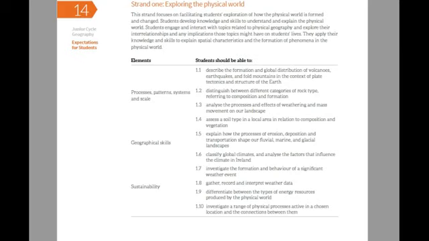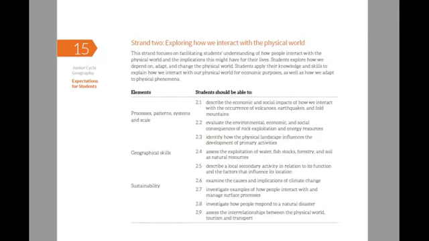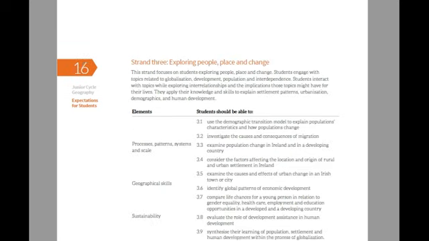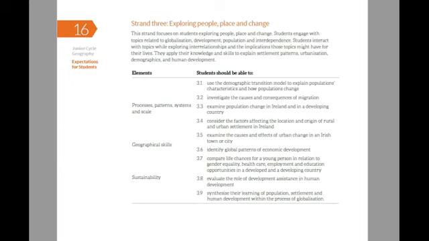As you will have read, Strand 1 is exploring the physical world. It has 10 learning outcomes that focus on physical geography. Strand 2 is exploring how we interact with the physical world, which looks at how people interact with many of the things mentioned in Strand 1, and the impacts the things in Strand 1 have on people. Strand 3 is exploring people, place and change, which includes, among others, a study of population, development and globalization. It has 9 learning outcomes.